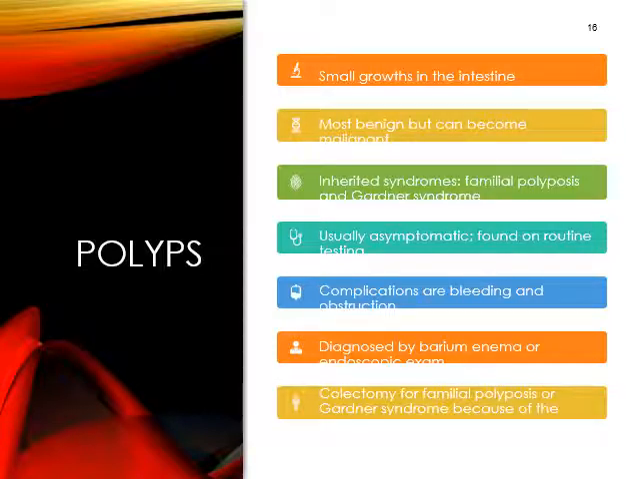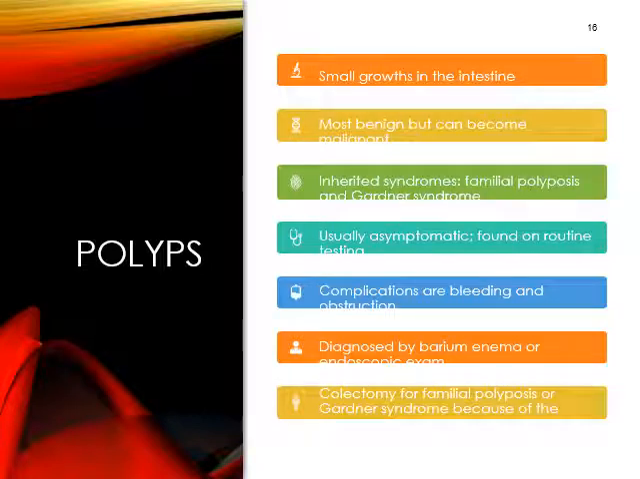But polyps, important, whether it's 1 or 2 or 20, right? They're usually asymptomatic and found on routine testing, but that being said, they can bleed also, and that could be the occult blood. You don't even know that it's bleeding. That's a sign sometimes of polyps or colon cancer even. Complications are bleeding and obstruction with polyps. Polyps can get so big that they obstruct the colon.